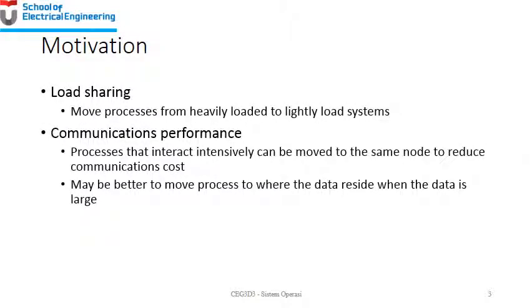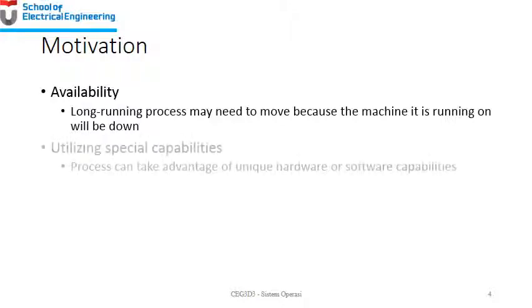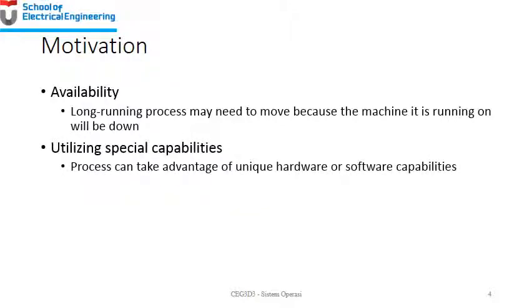The motivation. Load sharing: move processes from heavily loaded to lightly loaded systems. Communication performance: processes that interact intensively can be moved to the same node to reduce communication costs. It may be better to move the process. Availability: a long running process may need to move because the machine it is running on will be down.